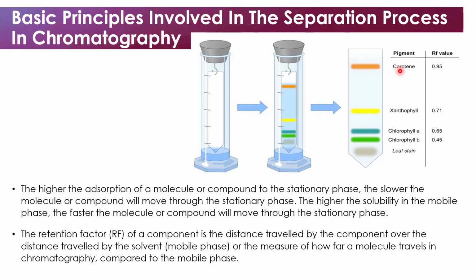And in terms of RF value, which is defined as the distance traveled by the component over the distance traveled by the solvent or the mobile phase, or the measure of how far a molecule travels in chromatography compared to the mobile phase, we can see that the most adsorbed plant pigment onto the stationary phase will have the smallest RF value, and the most soluble plant pigment in the mobile phase will have the highest RF value, as shown in the chromatogram here.